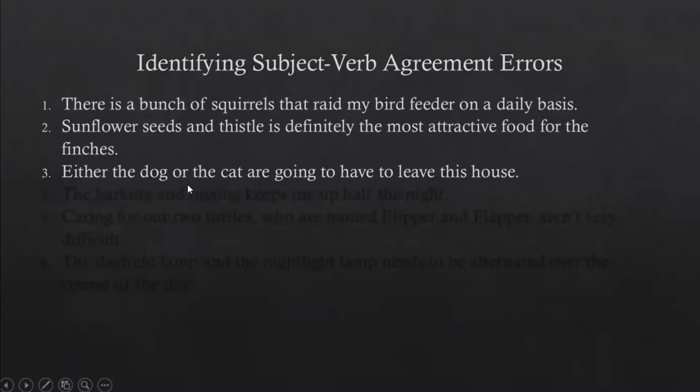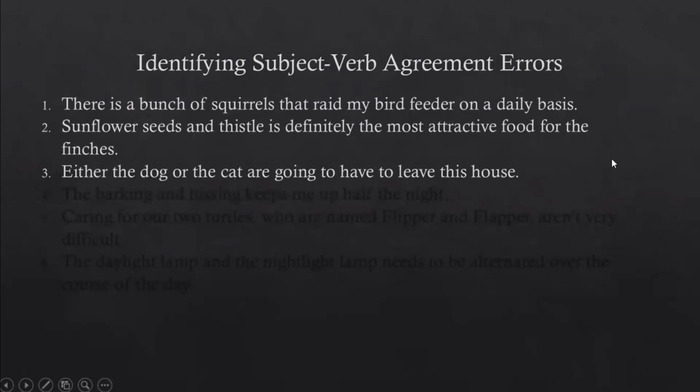Either or suggests that you have two things, but you're choosing between them. It's not quite the same thing. So you actually have to pick one. They're not both going to have to leave, so you can't use are here. It has to be singular. These are two singular things. And the either or keeps them singular. It doesn't make them plural, right? Because that's what either or does. You have two singular things that you're choosing between. So that verb, which is plural, are, needs to change. It should be either the dog or the cat is going to have to leave this house.